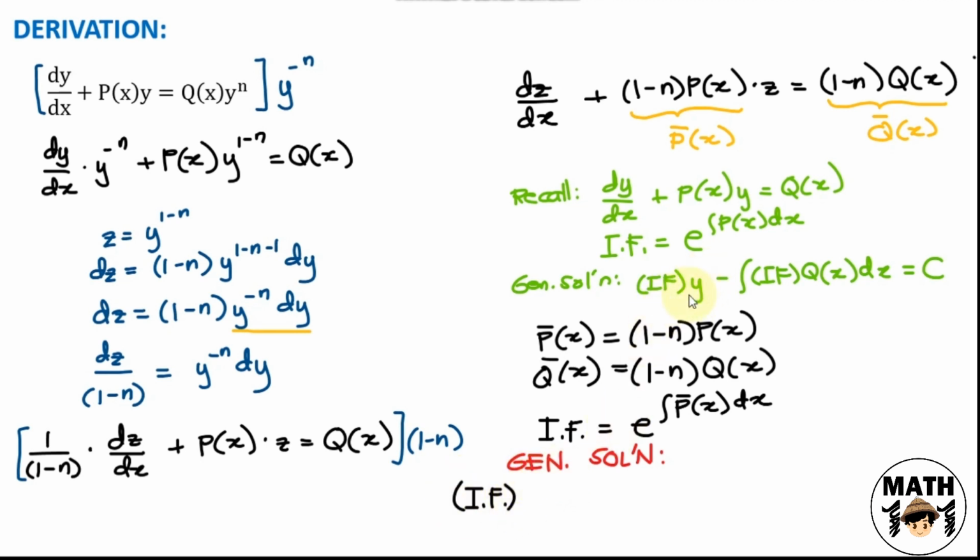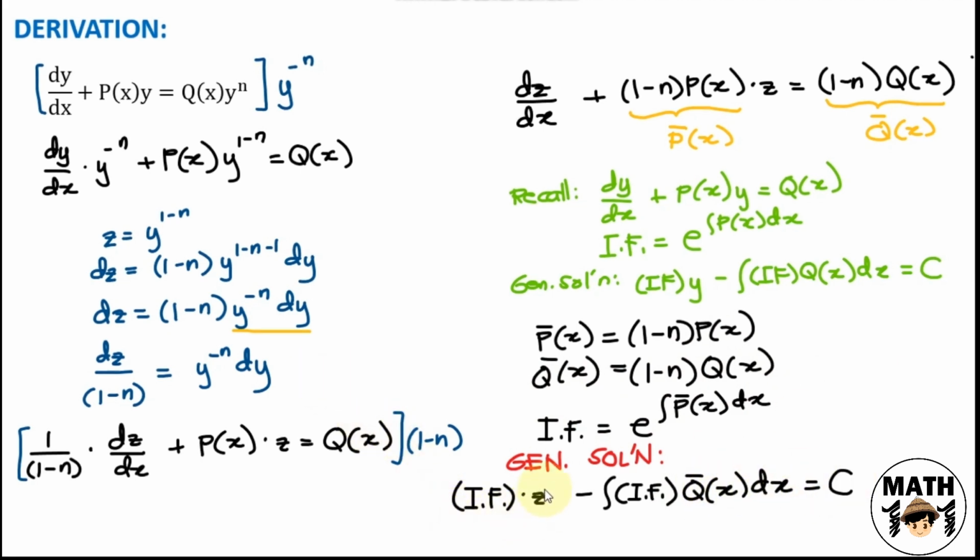multiplied by the dependent variable. Take note, dahil nagpalit tayo ng variable, ang dependent variable na natin is z, which is equal to y raised to 1 minus n. Lagay ko muna dito z minus the integral of the integrating factor multiplied by the new u bar of x dx equals a constant. Then, palitan lang natin ang value sa z.